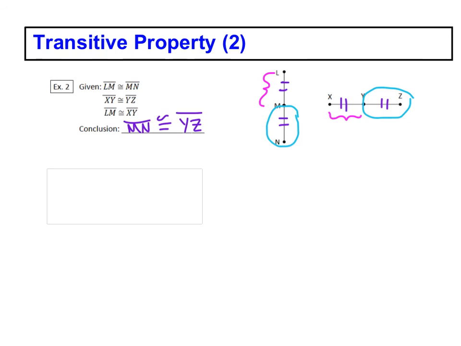LM is congruent to MN, XY is congruent to YZ. Those are 4 different segments, but then we're told that 2 of those are congruent to each other. So we can make this conclusion that MN is congruent to YZ, and our reason for that is the transitive congruent property. So if segments are congruent to congruent segments, then they are congruent to each other.